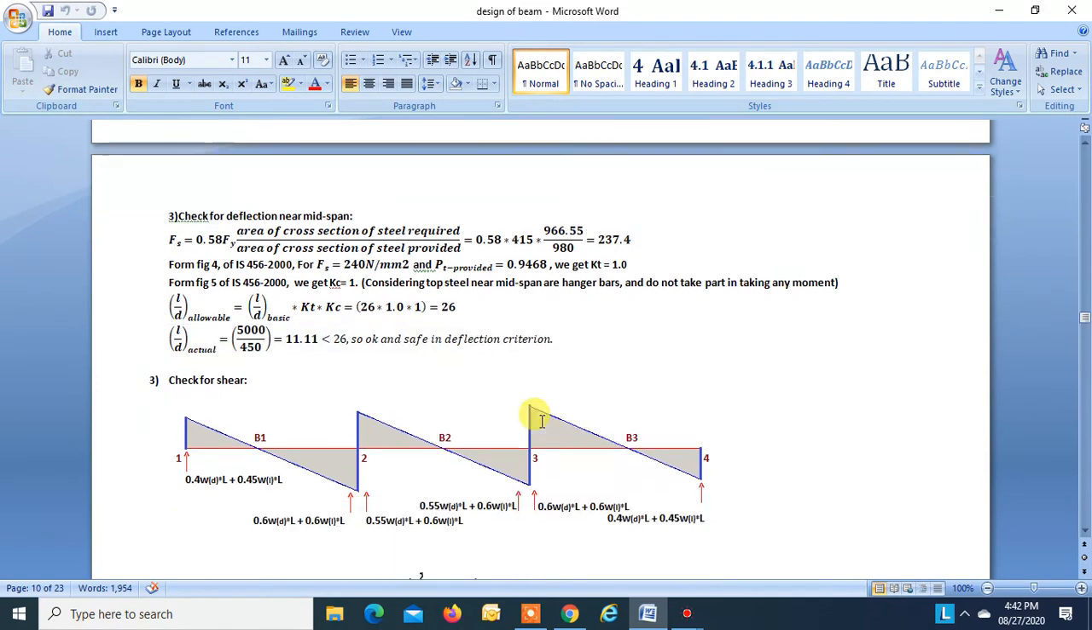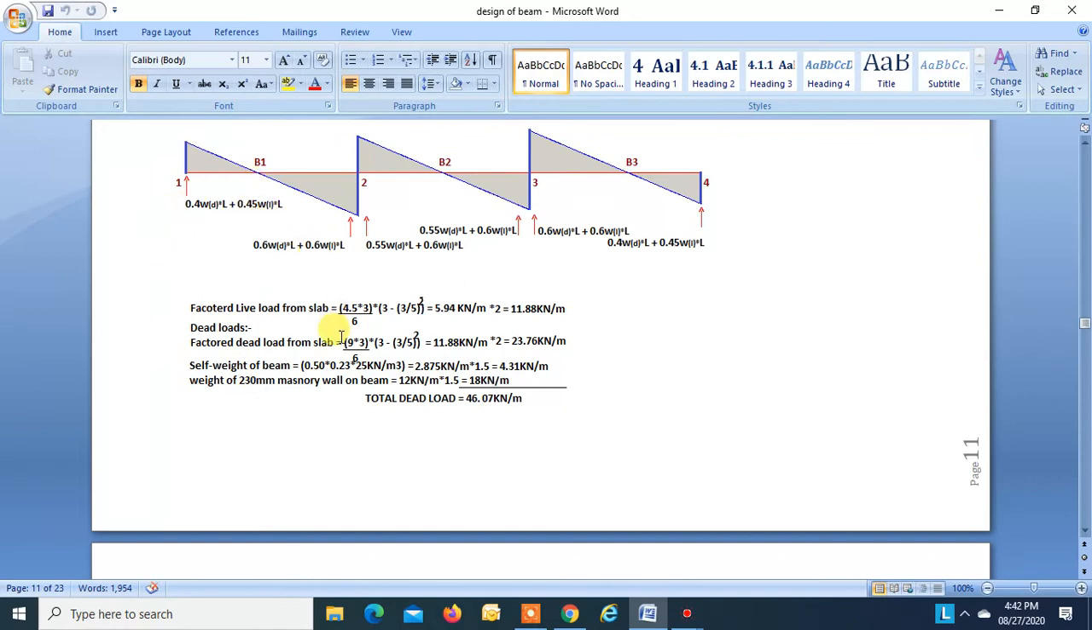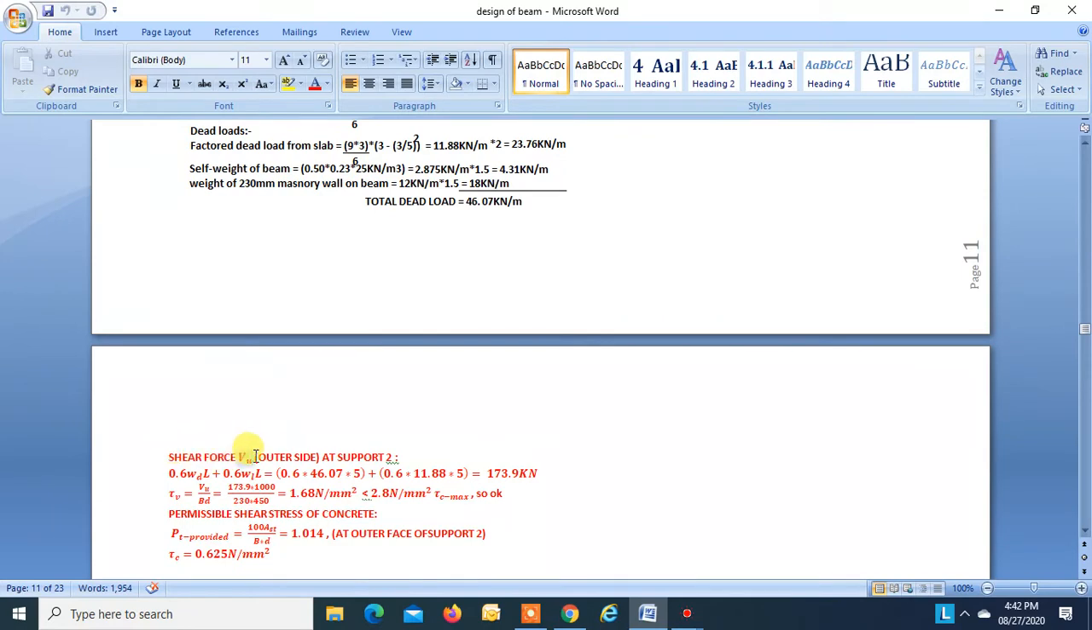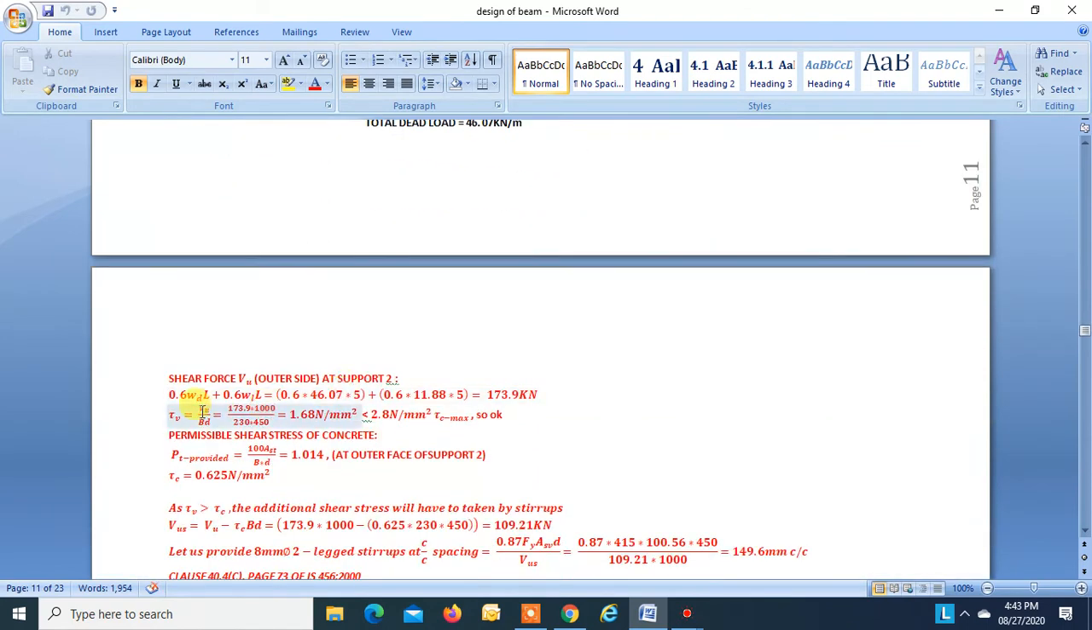Right. Now let us check for shear. So here this is the end support, right? Total factored live load is 11.88. Total factored dead load is 46.07. So we will be using this coefficient. Vu at the outer side of support 2, this is support 2, this is the outer side, so 0.6. Taking the formula, putting WD and WL, dead load and live load, we get shear force as 173.9.